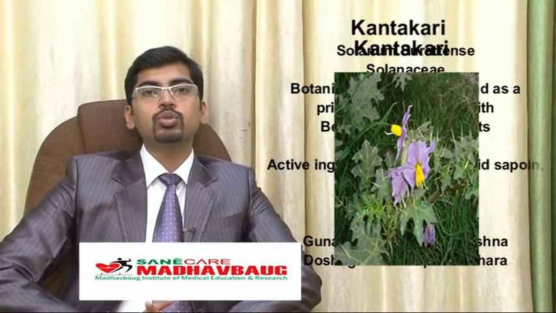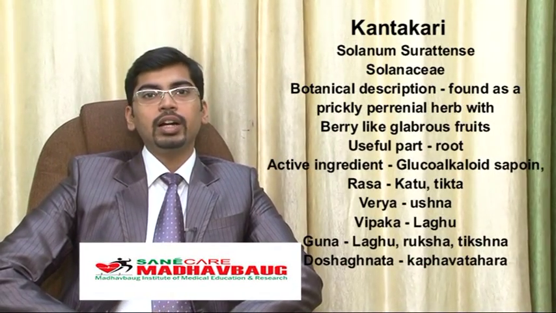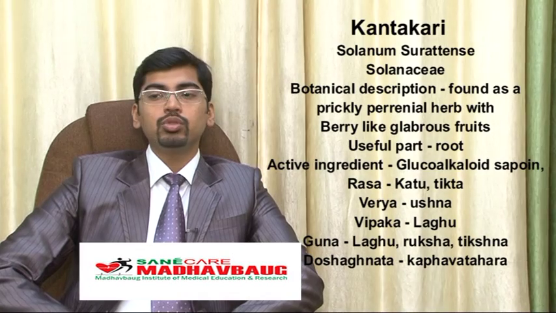Next drug of discussion is Kantakari. Now Kantakari, as the name suggests, is a very prickly kind of herb. There are so many spikes found in this herb, and it is found as a perennial herb and very commonly seen. Kantakari belongs to the Solanaceae family, and its Latin name is Solanum xanthocarpum.